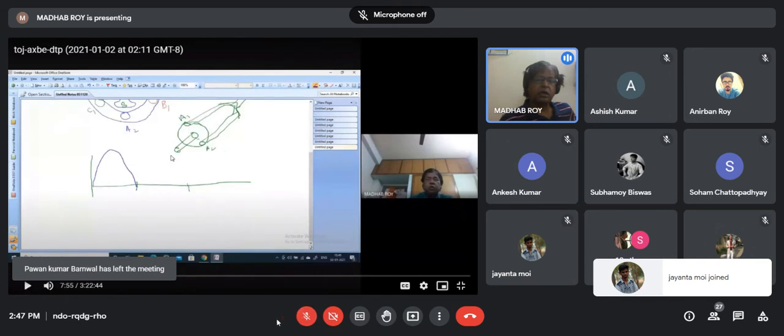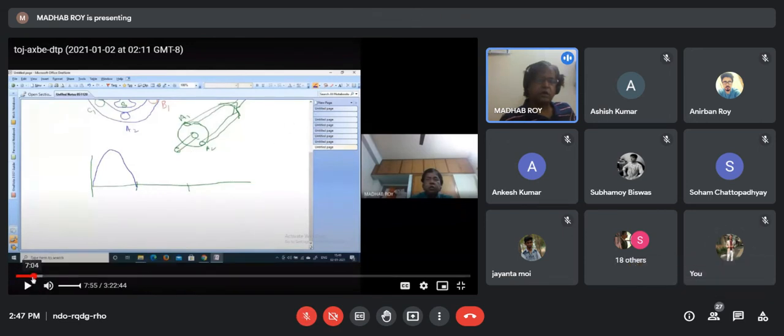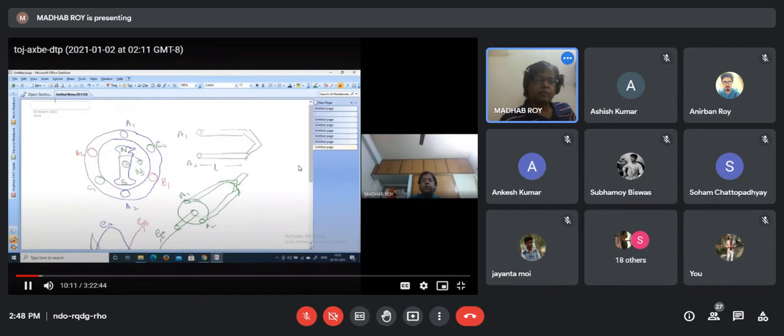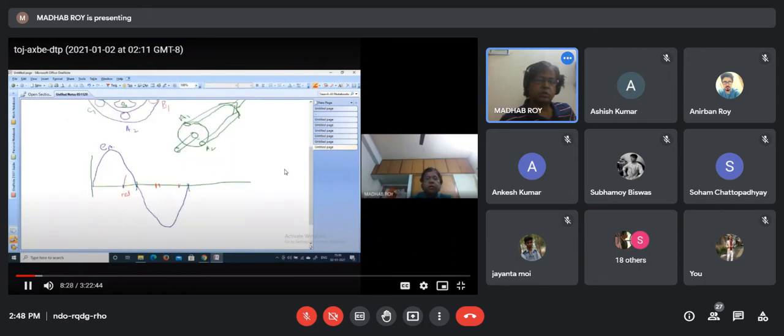So now this three-phase winding has been drawn. Suppose now we can say that. I don't understand why you can't hear, I can see.